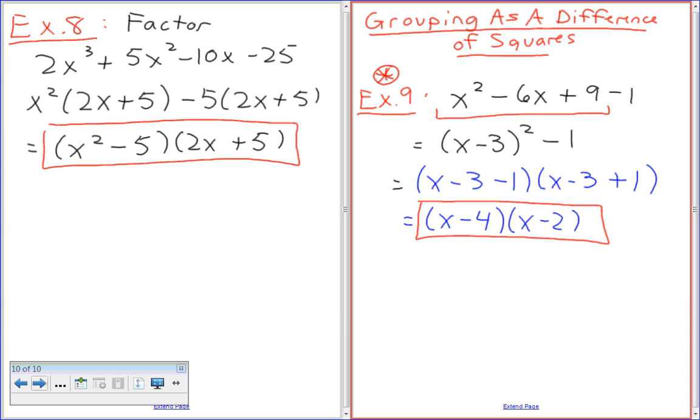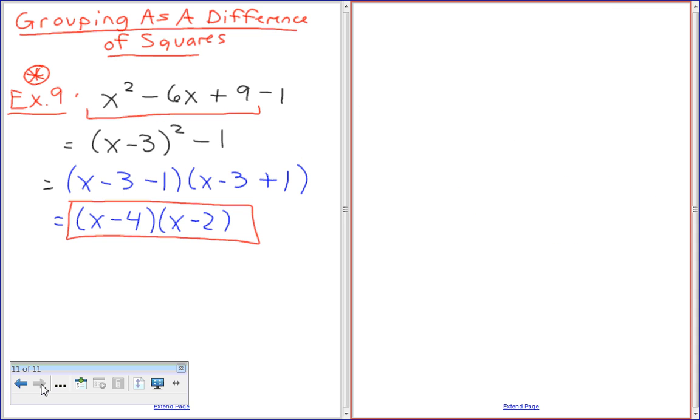Are we okay on the difference of squares part? Does that mean you understand this completely, I hope? Yes, we certainly can. Before I get on, let's go to example 10. Let's go crazy.